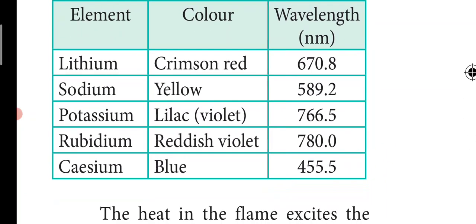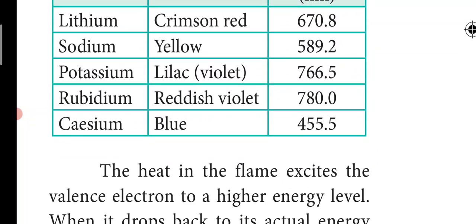So lithium will show crimson red color, sodium will show yellow color, potassium will show violet or lilac, rubidium will show reddish violet and cesium will show blue in color.